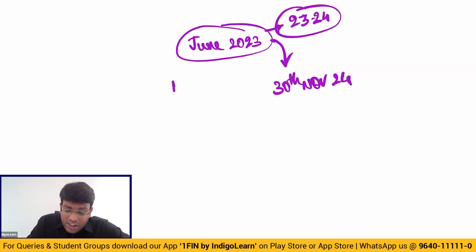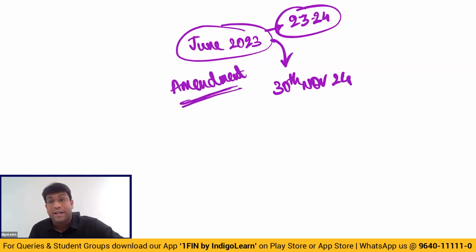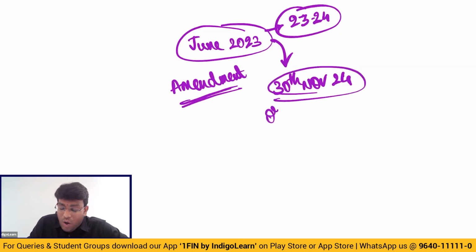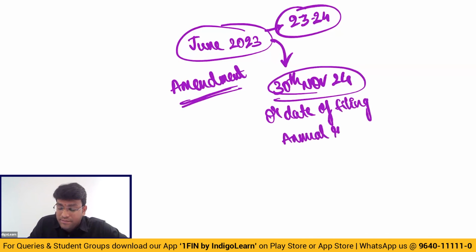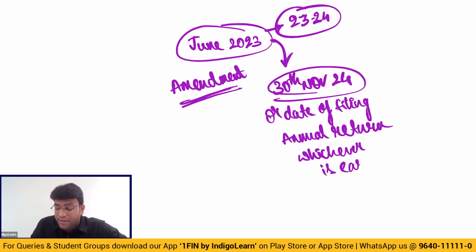This is one latest amendment which is related to credit notes also, and also related to the maximum time limit to claim input tax credit, which is nothing but 30th November following the end of the financial year, or the date of filing the annual return. Date of filing what, my dear friends? Annual return, whichever is earlier.